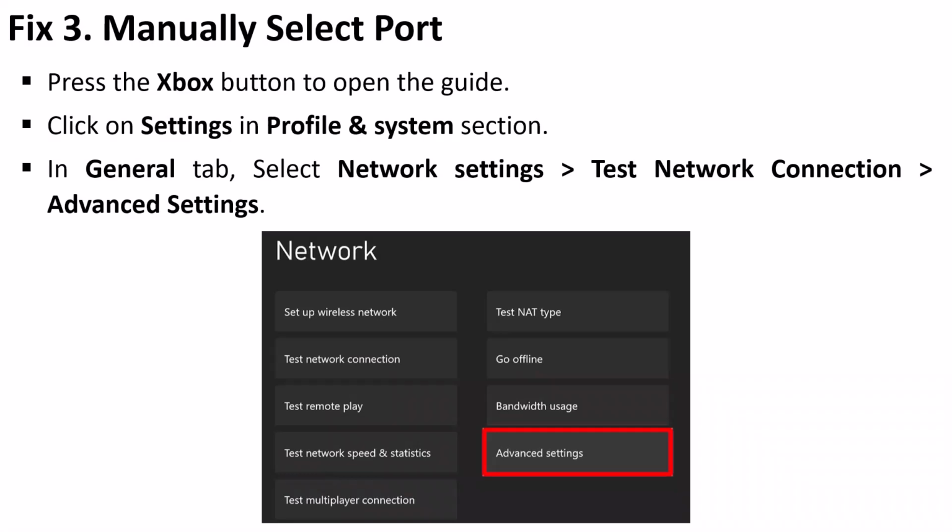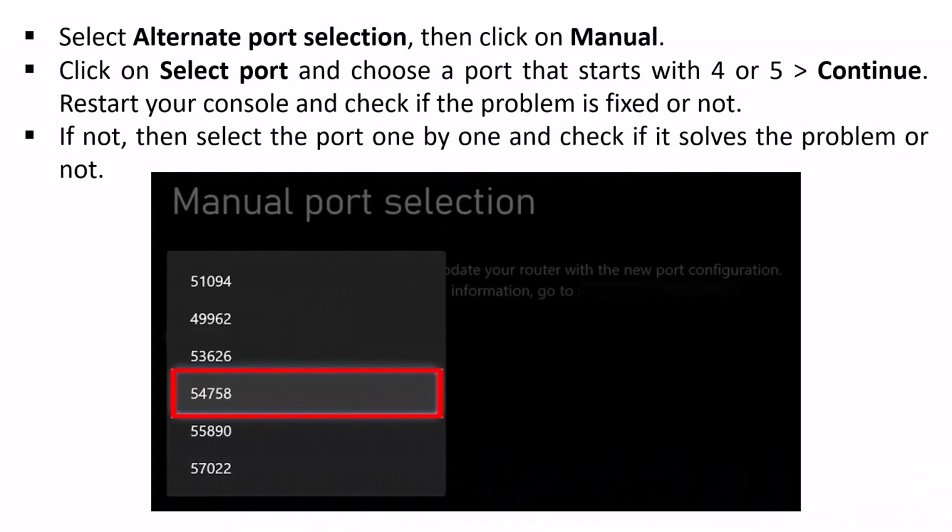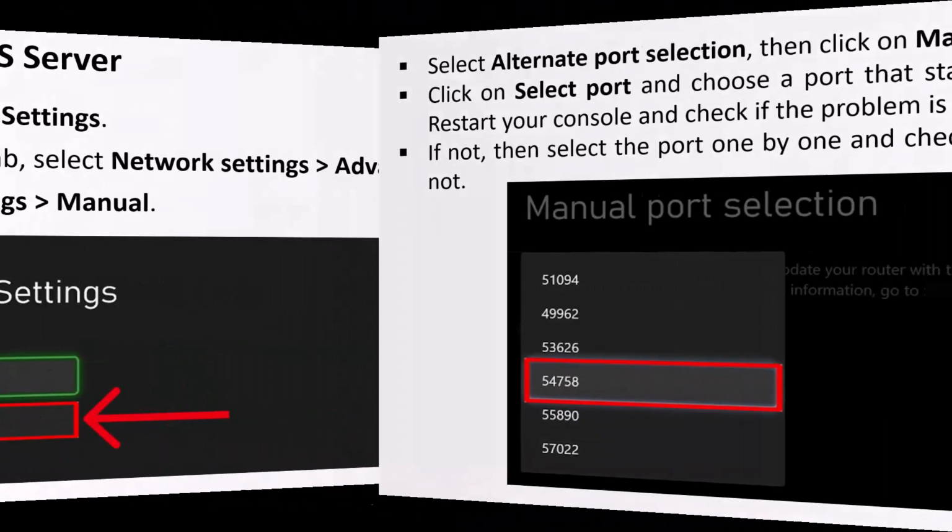Fix 3 is to manually select port. Press the Xbox button to open the guide, click on settings in profile and system section. In general tab, select network setting, test network connection, advanced settings. Select alternate port selection, then click on manual. Click on select port and choose a port that starts with 4 or 5, then continue. Restart your console and check if the problem is fixed or not. If not, then select the port one by one and check which one works for you.